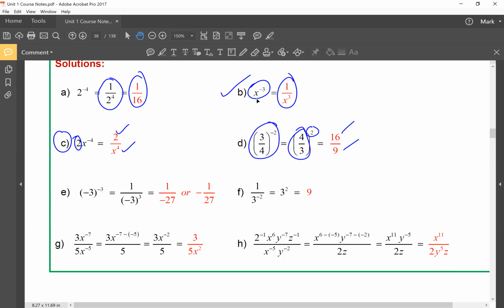So E, -3 to the power of -3. Well, I can make that positive by flipping my fraction, and I would just solve -3 cubed. Pretty easy. Both of these are answers for that. F, this is a good one. Because the exponent's on the bottom, I can move it up to the top. I get 3 squared, which is 9.